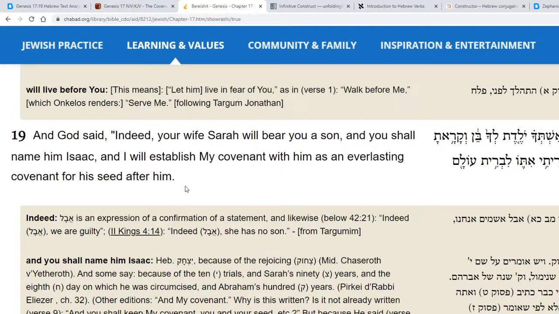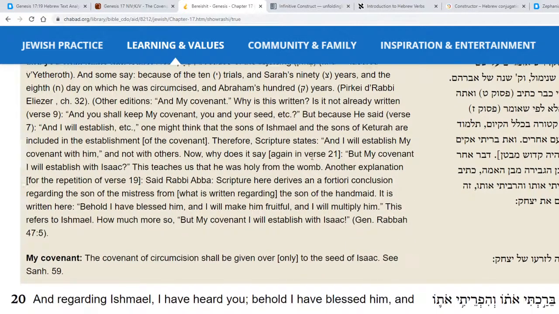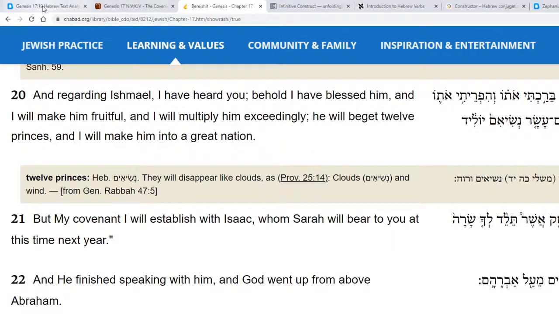And God said, indeed, your wife Sarah will bear you a son, and you shall name him Isaac, and I will establish my covenant with him as an everlasting covenant for his seed after him. So Rashi explains that aval is an expression of confirmation of a statement, and likewise, indeed, we are guilty. 2 Kings 4:14. Indeed, she has no son, according to the Targumim, according to the translations. And you can read the Rashi's on the rest of it if you like.